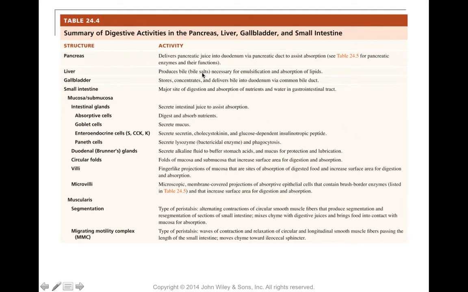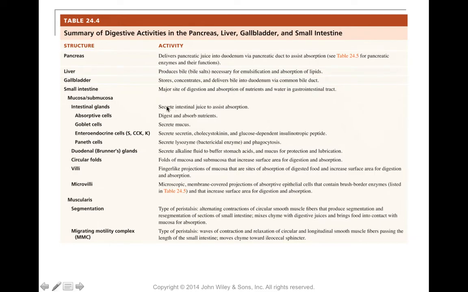The liver creates bile or bile salts that help break down and emulsify and then absorb the lipids. Gallbladder is going to store that bile, concentrate that bile, and then secrete that bile through the common bile duct to the duodenum when necessary. Small intestine is going to be the major site of digestion and absorption.